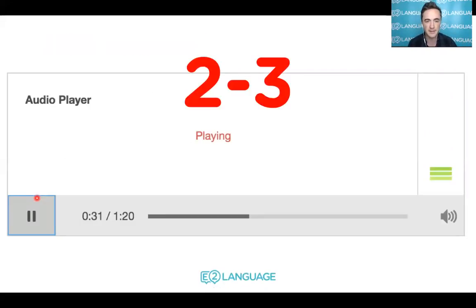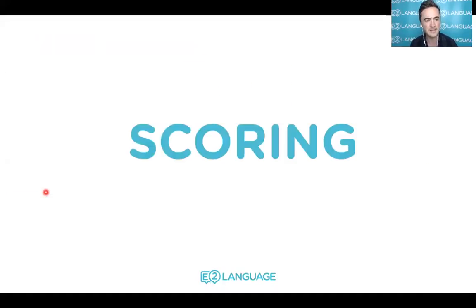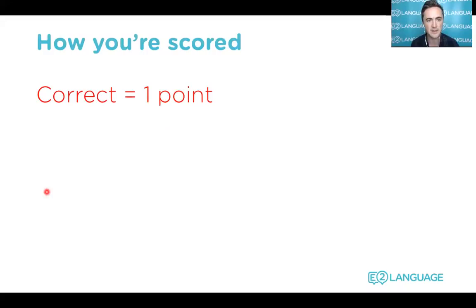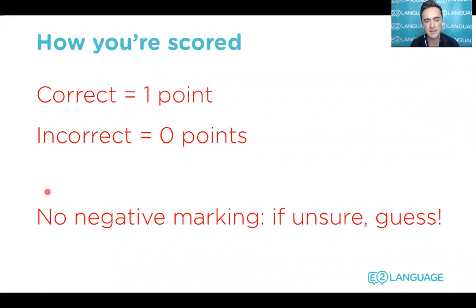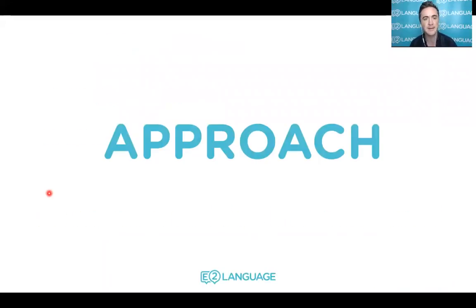So anyway, you'll get 2 or 3 of these in the exam, okay? So you can expect 2 or 3. How are you scored? If you get it right, you get 1 point. If you get it wrong, you get 0 points. There's no negative marking, so if you're unsure, just guess. And the other thing is, if you're unsure, don't waste time. Don't sit there for 30 seconds looking at the possibilities. If you don't get it, you don't get it. And if you do get it, you will get it immediately.